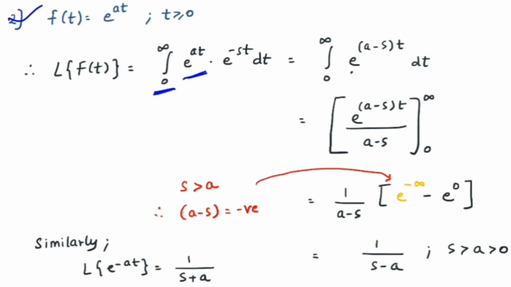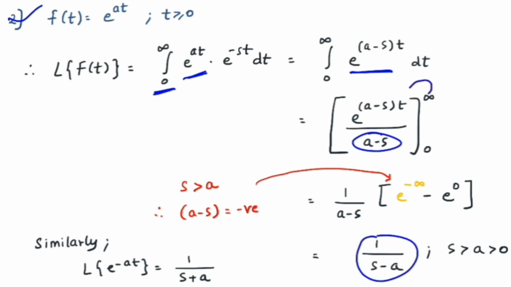Then using the indices, we can add the power, so e raised to (a minus s) into t. Now do the integration. In the integration, the coefficient is always divided, and you have to do upper limit minus lower limit, then you will get the final answer. But there is one problem.